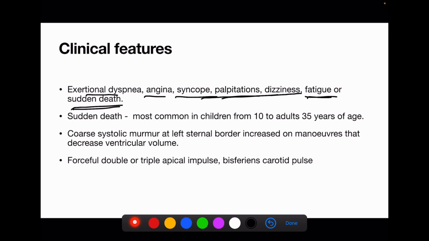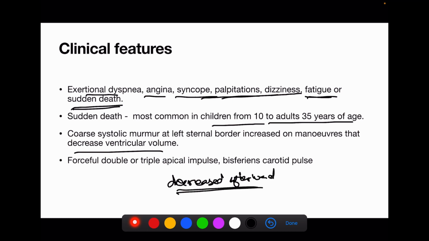The sudden death in hypertrophic cardiomyopathy is most commonly seen in children from the age of 10 years to adults up to the age of 35 years. And clinically, you can see a coarse systolic murmur at the left sternal border, which is increased on maneuvers that decrease the ventricular volume. As I explained in the previous slide, any maneuver which will decrease the ventricular volume will increase the intensity of the murmur. And the other thing which would increase the intensity of the murmur is decreased afterload.